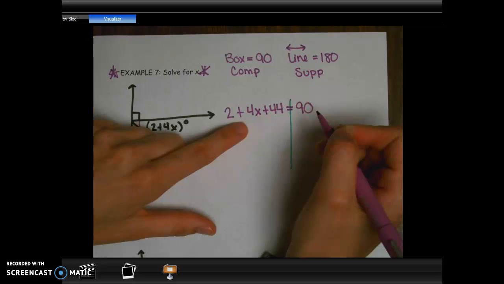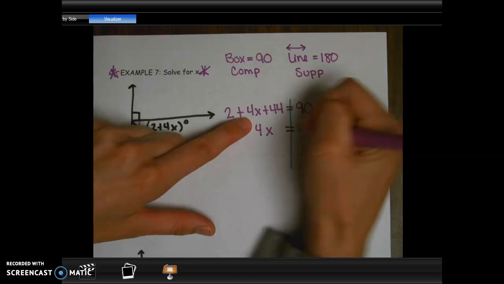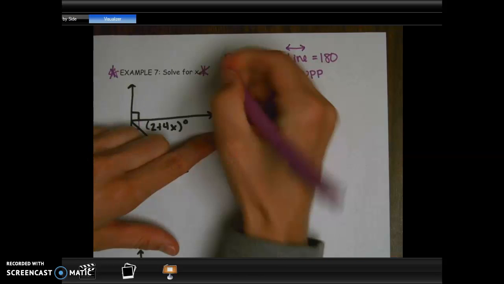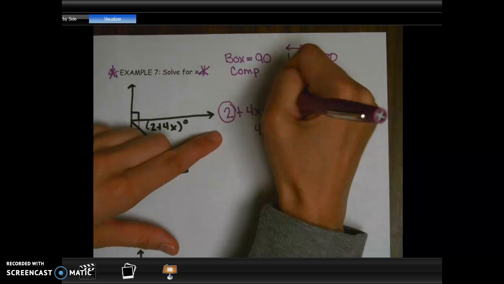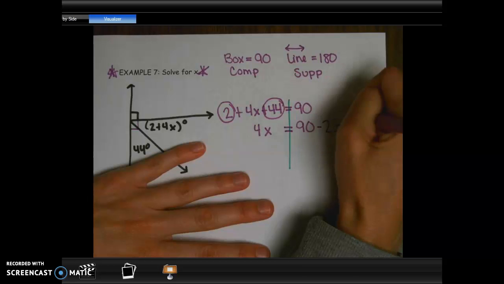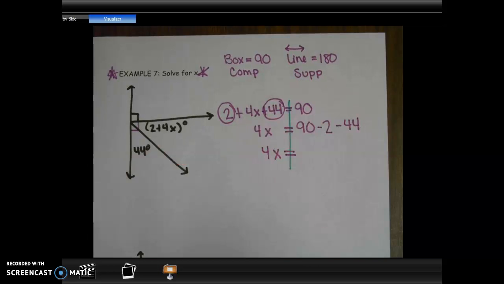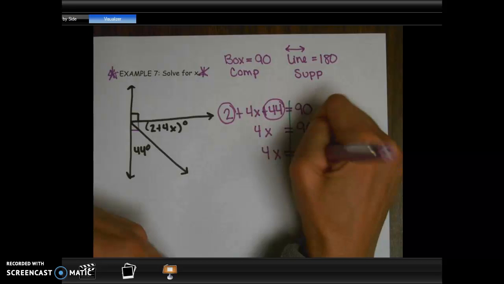So my only x I'm going to keep over here is 4x. And then we already have 90 over here, so I want to move my positive 2 and my positive 44 over here. So I'm going to subtract 2, subtract 44. So I get 4x equals, so I'm going to go, okay, 90 minus 2 minus 44. Oh, weird, gives me 44.